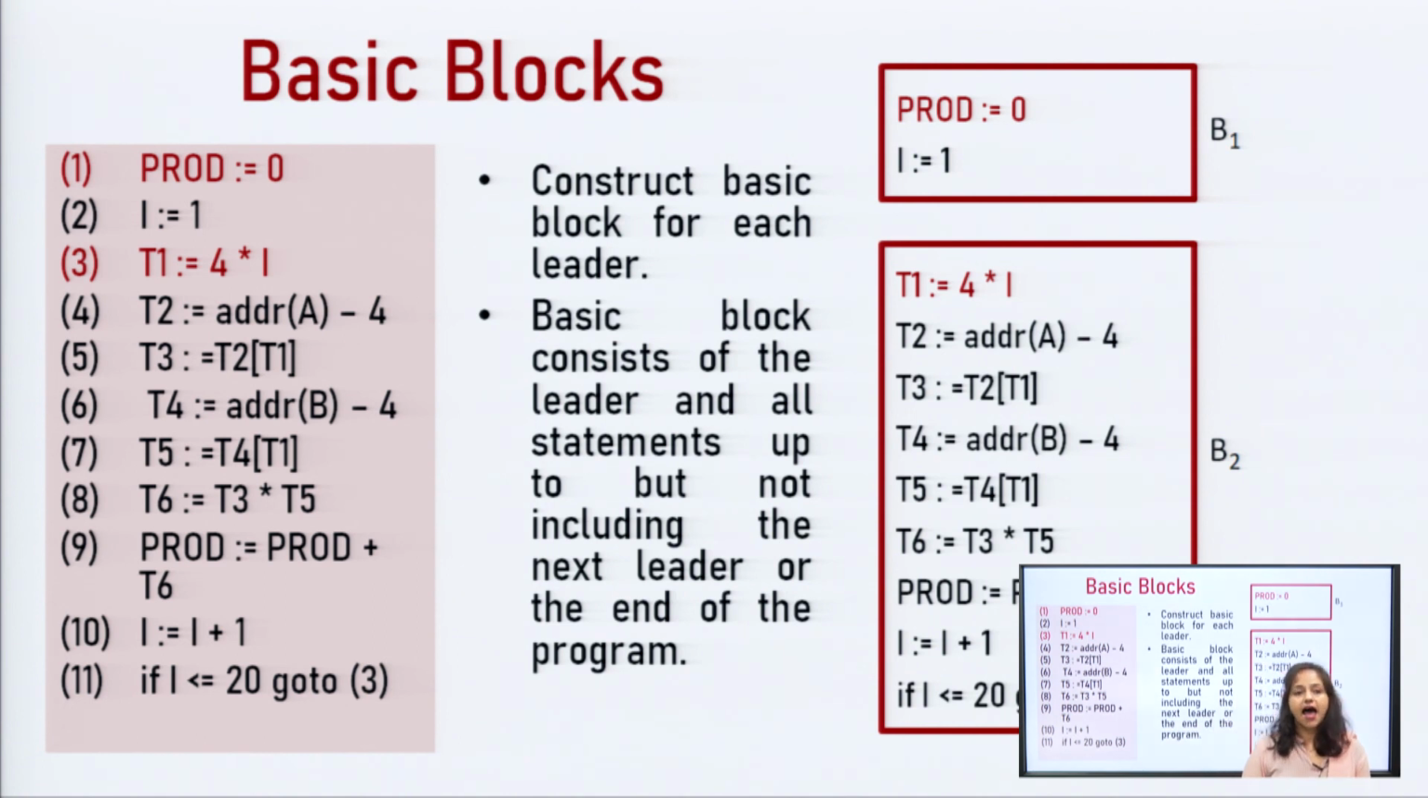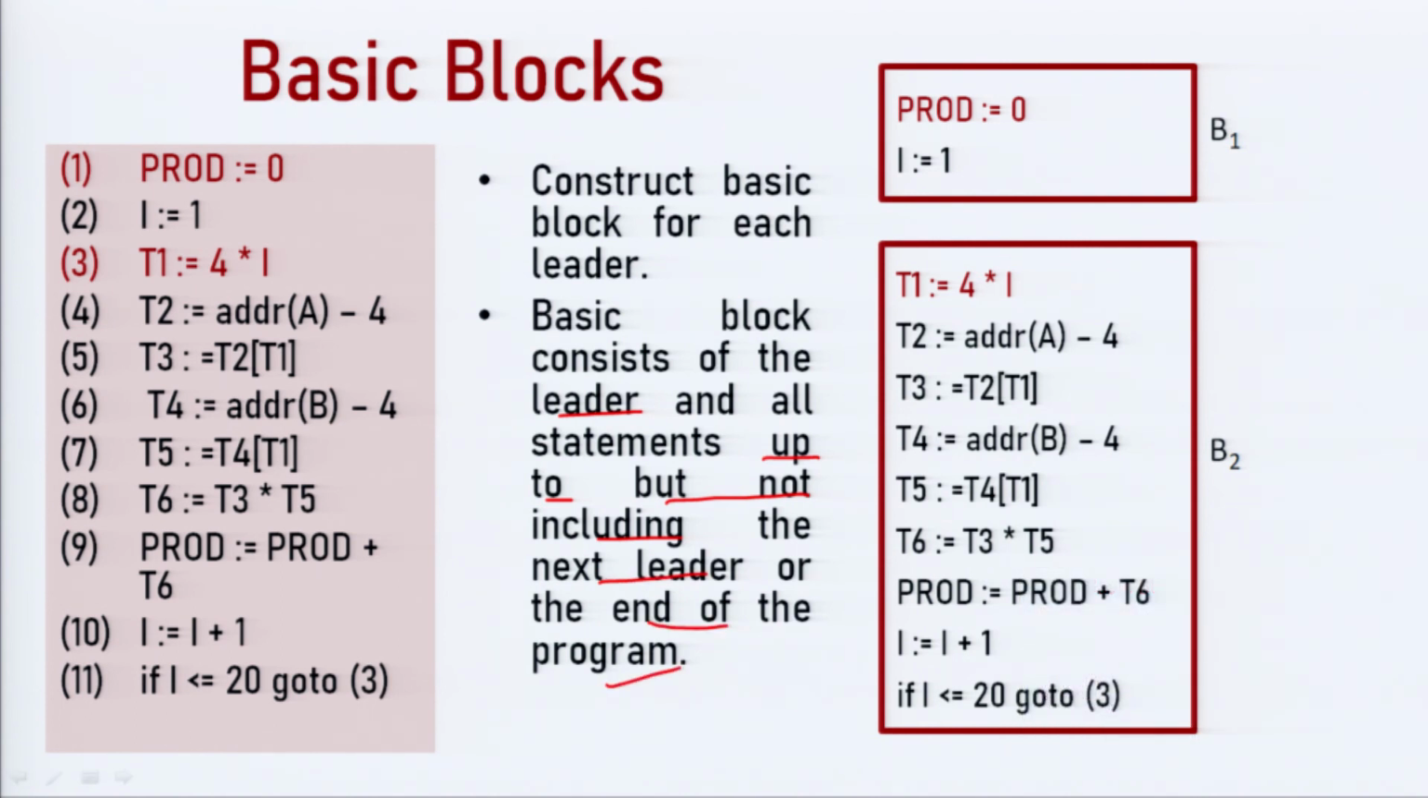Now, next, after getting the leaders, we can construct the basic blocks. So, construct a basic block for each leader. It means here we have 2 leaders, so definitely there will be 2 blocks. So, how to construct the basic block? A basic block consists of the leader and all the statements up to but not including the next leader or the end of the program.